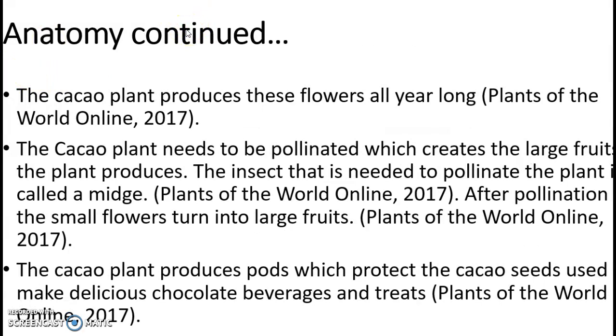Continuing on the anatomy, the cacao plant, like I said, produces those flowers all year round. The cacao plant needs to be pollinated, which creates the large fruits the plant produces. The insect that is needed to pollinate the plant is called the midge. After pollination, the small flowers turn into large fruits.